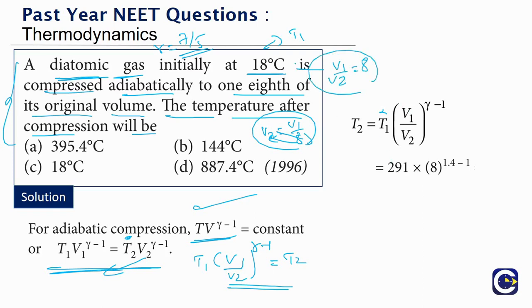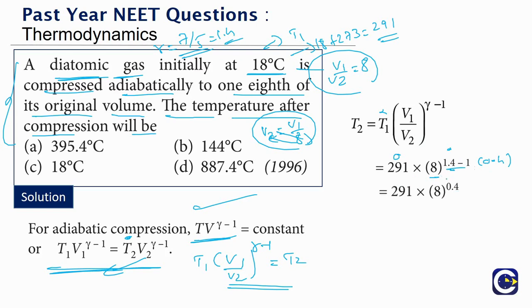T1 is 18 Celsius, which means on the Kelvin scale we have to add 273. 18 plus 273 is 291. That is the Kelvin. So T1 is 291 Kelvin into V1 by V2, which is 8, 8 power gamma minus 1. It's a diatomic gas, so gamma is 7 by 5 or 1.4. So gamma minus 1 means 1.4 minus 1, which is 0.4.